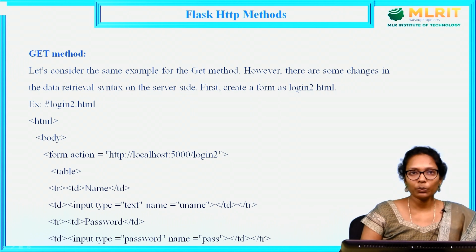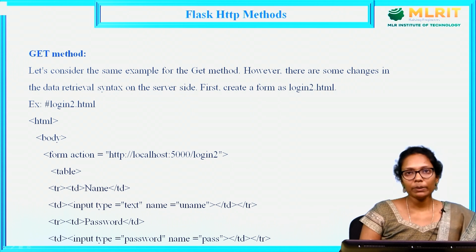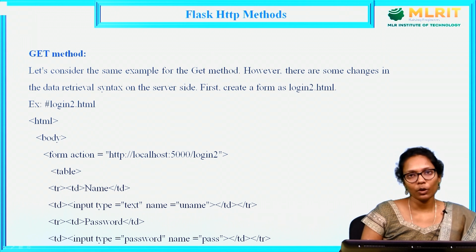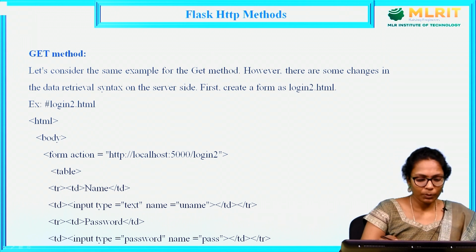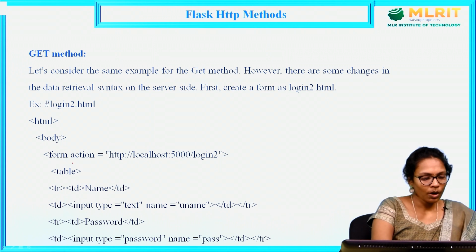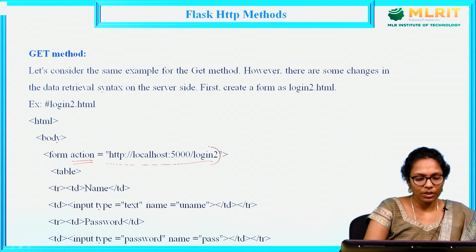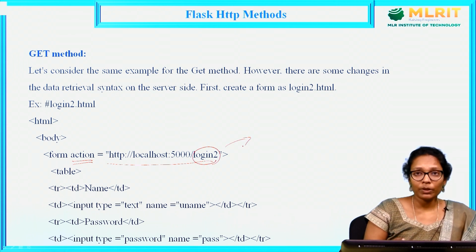It is similar to the post method, but in the get method, the data will be transferred in an unencrypted form. That means the data will not be secured. The program will be the same here. So form action: whenever you click on the submit button, it will go to login2. And we are not specifying any method here. Why? Because the default method is get itself.